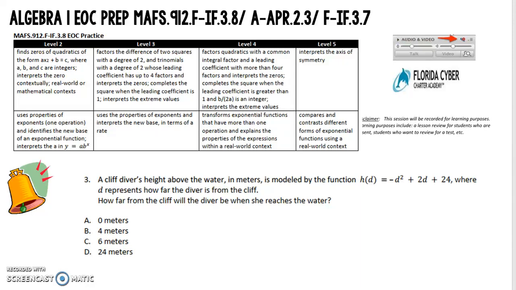Let's jump right into functions. Today we're going to be looking at a couple of different standards, but first let's read this bell ringer here.